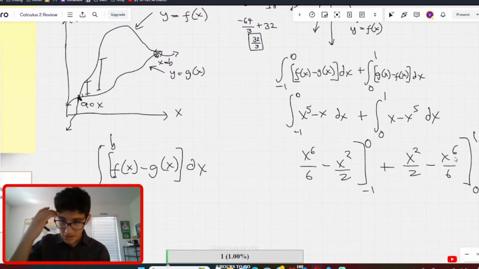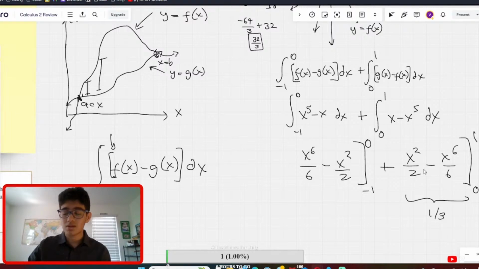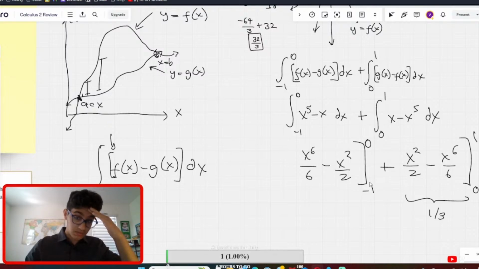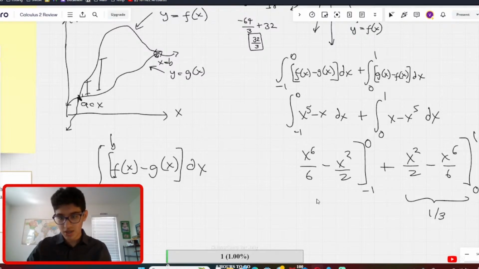This one is easier to evaluate. We'll do that first. It gives us half minus 1/6, which is 1/3. So this is 1/3. Over here, 0 is nothing. And actually, this has to be the same thing as this. Okay, so this will basically become 0 minus 1/6 minus 1/2. But -1/6 minus 1/2 is 1/2 minus 1/6.